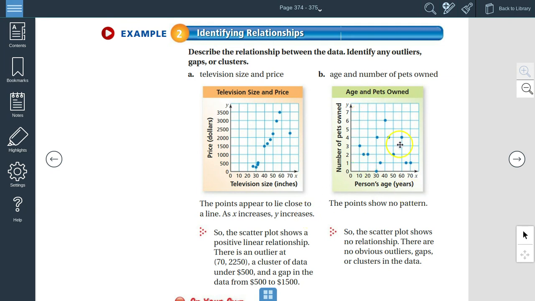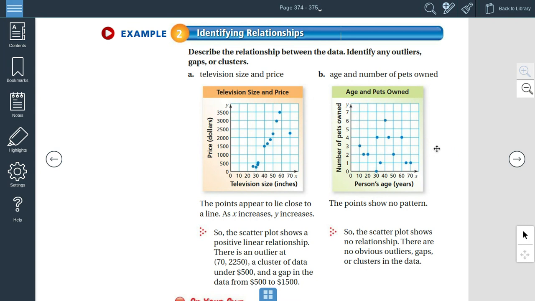Let's take a look at this one right here. The age of a person and the number of pets they own. And as you can see, there's not really a relationship there. There's nothing lining up. And it doesn't matter how old you are, it's not going to determine how many pets you can own. I mean, depending on how old you are, you might have more or less pets. It's not going to change, and that makes sense here. The graph shows that it doesn't relate. So no relationship. Let's talk about gaps.